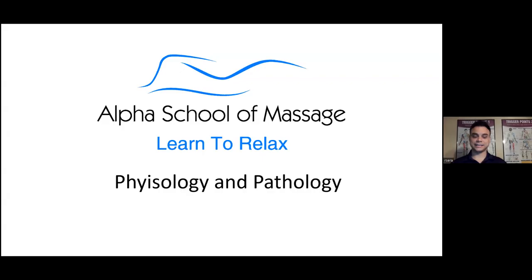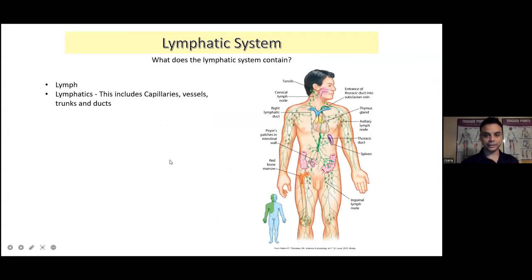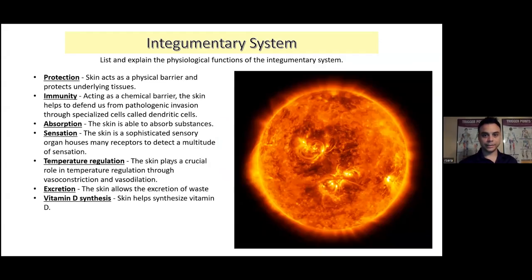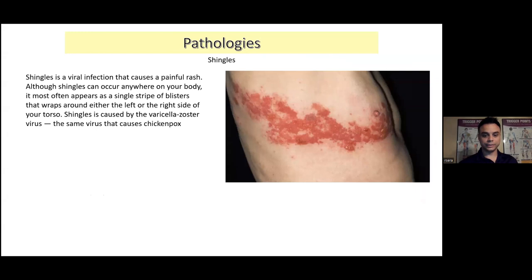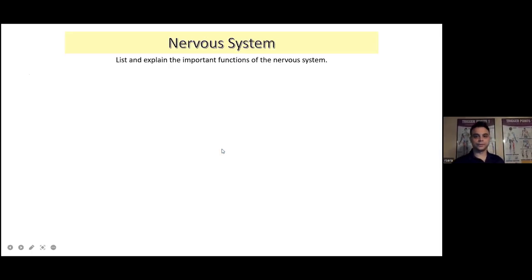Alrighty, and welcome back. This should be the final video of the Physiology and Pathologies series, I guess you could call it now at this point, since it's been 3 videos. So we last left off with I believe it was the integumentary system pathologies. And so let's go ahead and look at the nervous system.